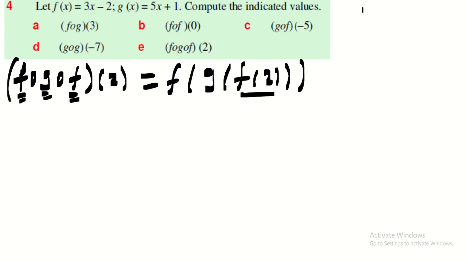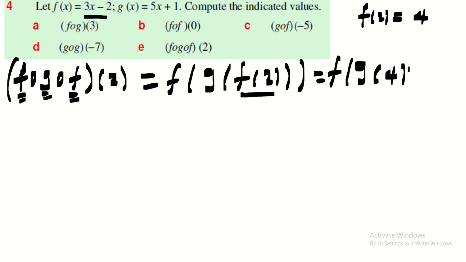What is f of 2? F of 2 means insert 2 in the original function f, which is 3 times 2, which is 6, 6 minus 2 will be 4. So this is the same as f of g of 4. How does 4 come? F of 2, substitute 2 in place of x. Again, g of 4. What is g of 4? Insert 4 here. 5 times 4 is 20, plus 1, which is going to be 21.